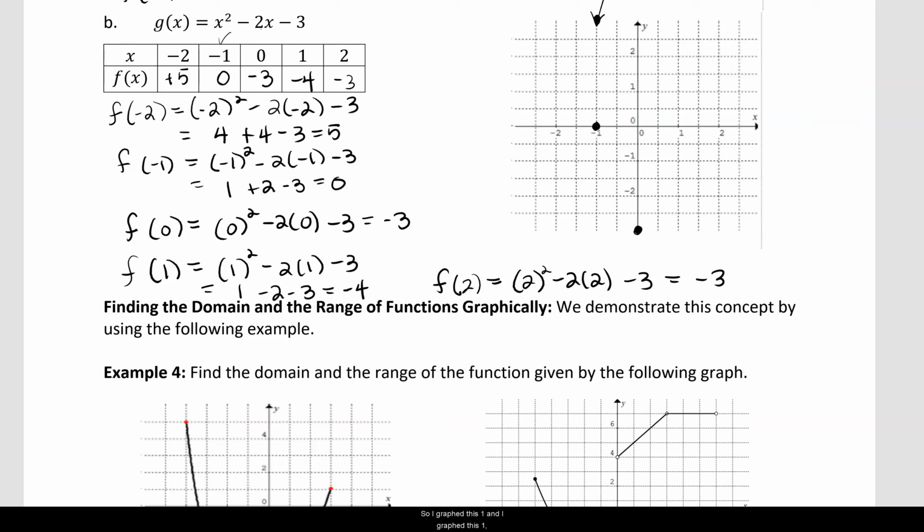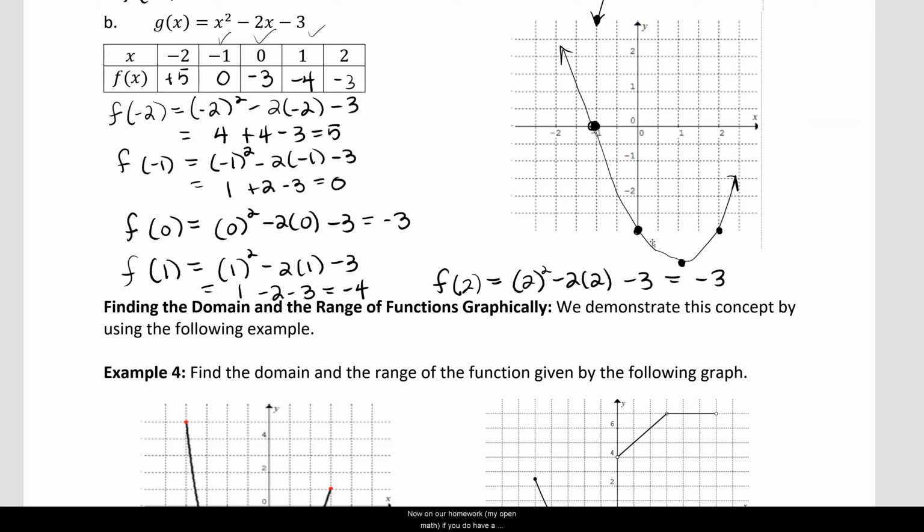So I graphed this one and I graphed this one. 1, -4. Likewise, I'm just going to have to estimate where the -4 is, roughly right there. And then 2, -3. So 2, and then go down to -3. So on this graph, I know that we're coming in from somewhere up here, -2, 5. We're coming in, going down here, hitting this point, turning, and then going back up. Roughly speaking, there's our graph.